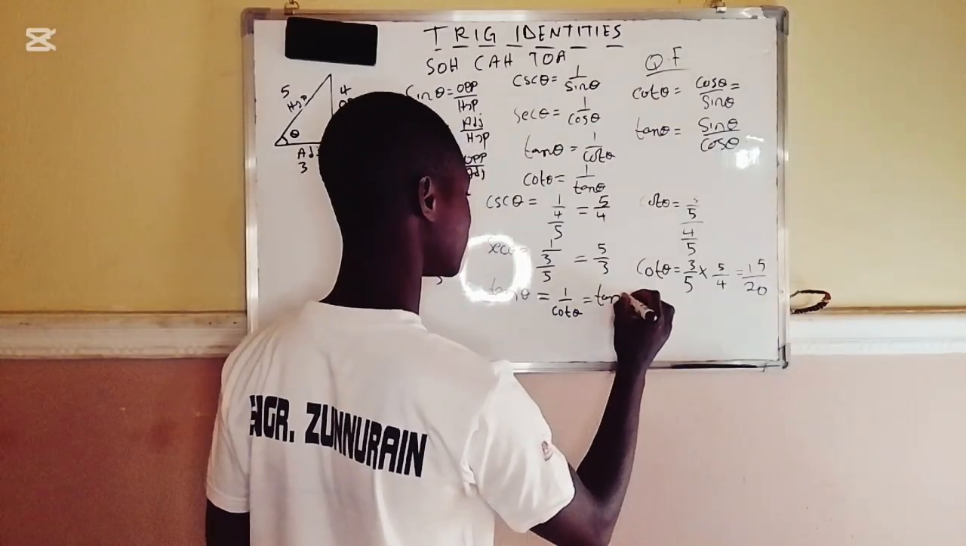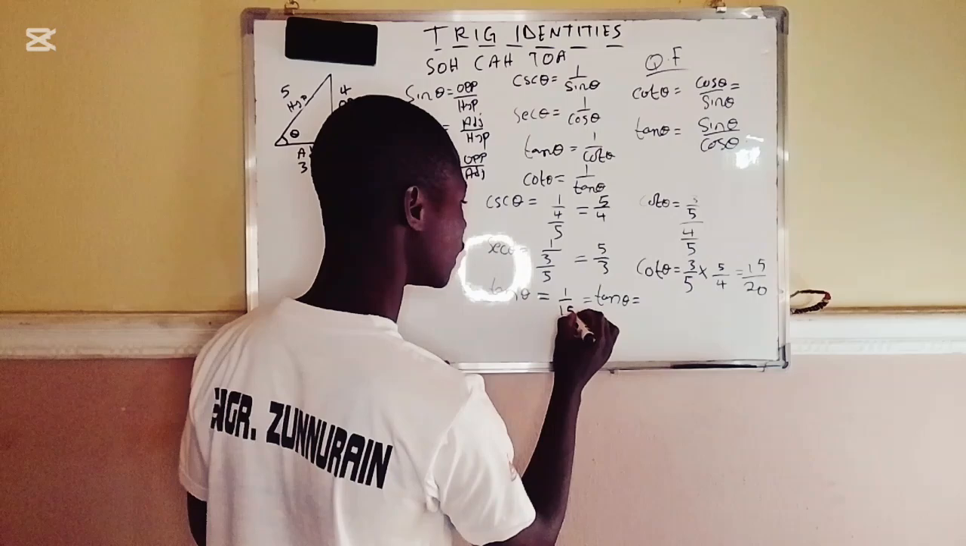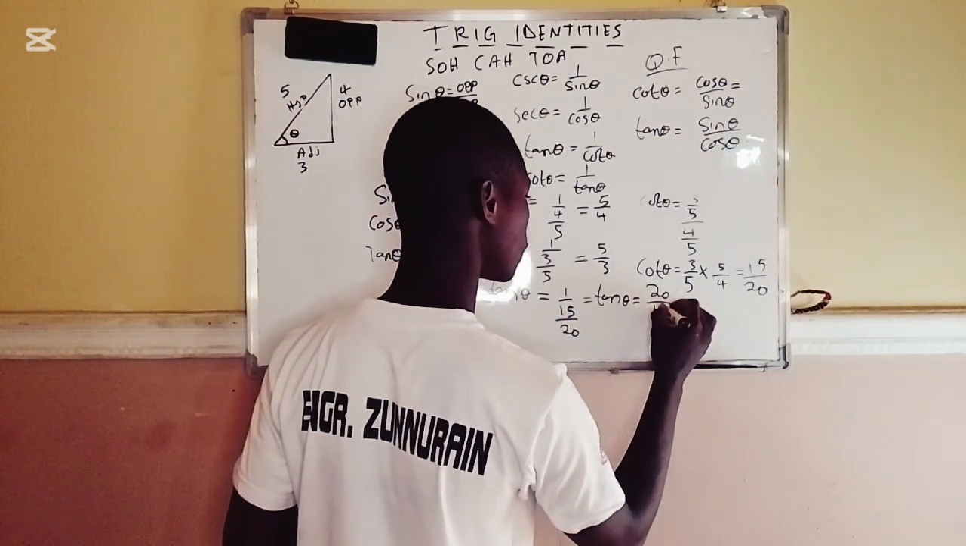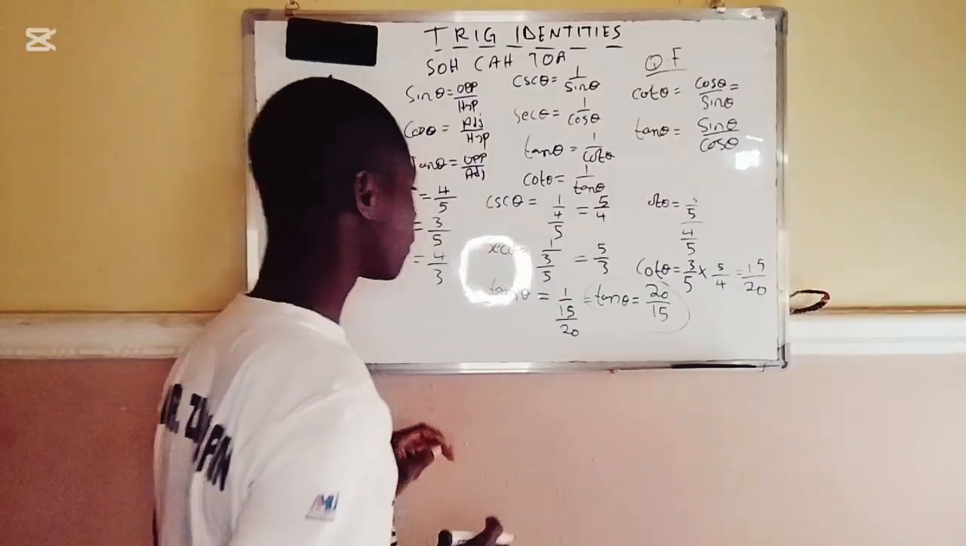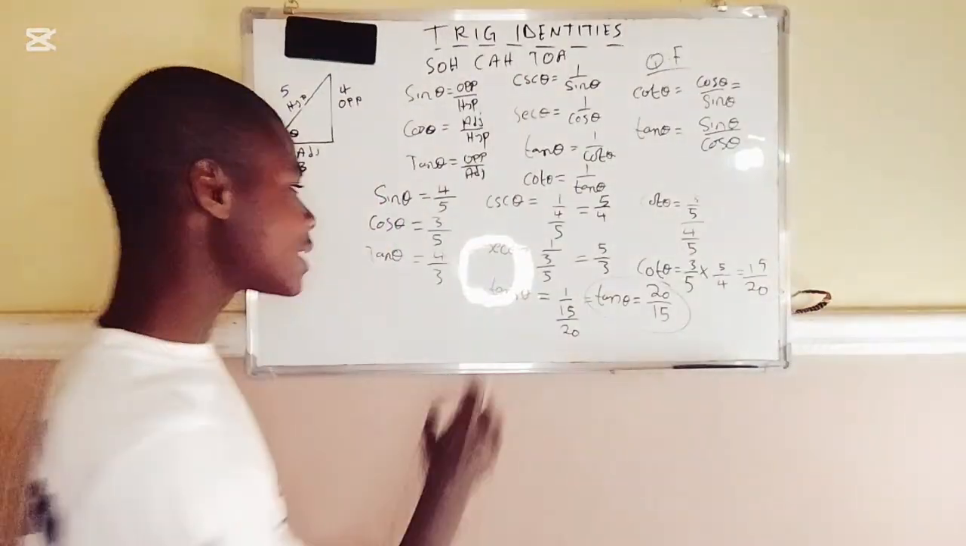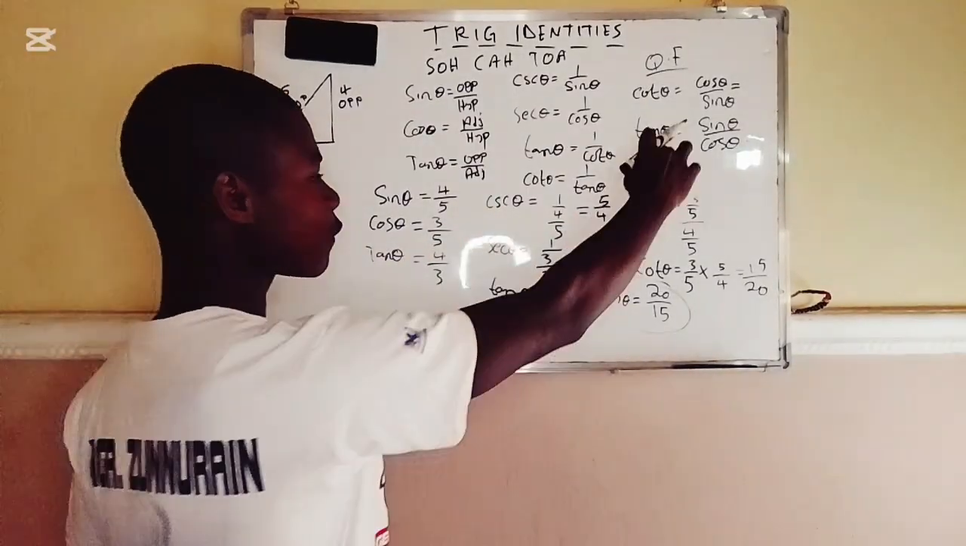the value of tan theta, which will be 1 over cot. The value of cot is now 15 over 20. So therefore, automatically it will be 20 over 15. So this is the value of tan theta. Tan theta is the same thing as 1 over cot. So let's check for this.